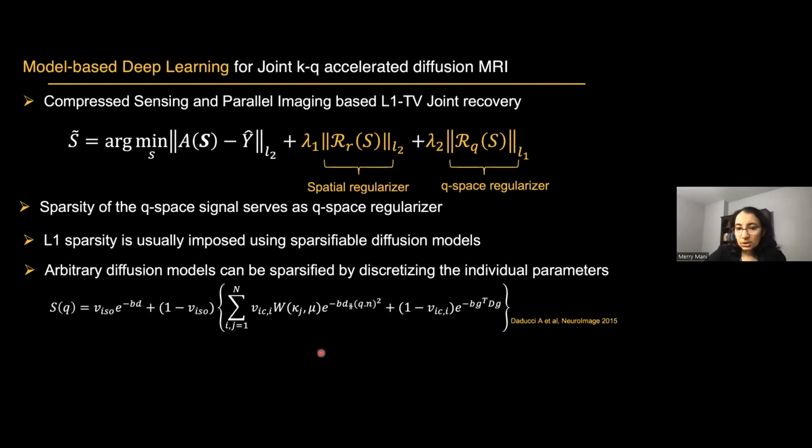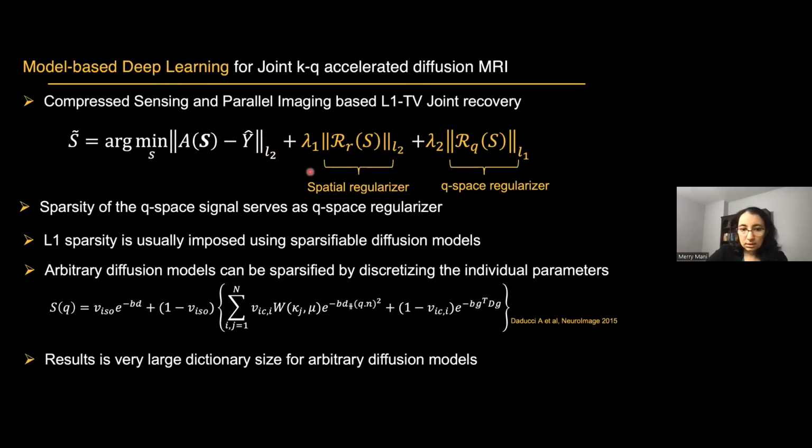But in diffusion MRI, we don't have a lot of models that are already sparse in their natural form, but it's been shown that we can sparsify any arbitrary diffusion model by just discretizing the model on its individual parameters and then making a big dictionary where the atoms of the dictionary are the discretized combinations of these parameters. Then the L1 regularization becomes a problem of finding the best linear combination of atoms in the dictionary that can predict the signal that we are interested in reconstructing.